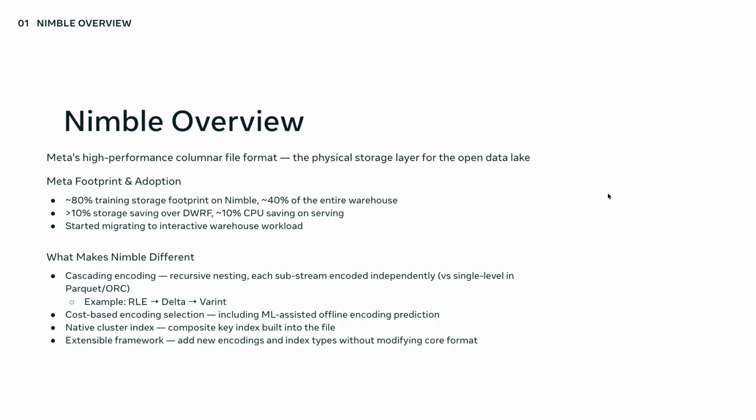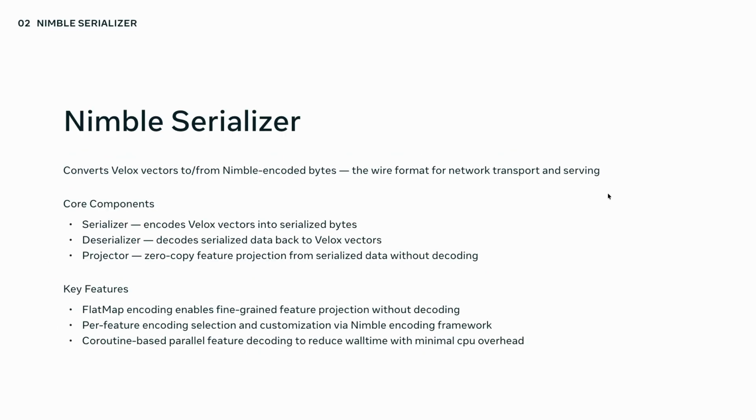The second is encoding selection. During the write, Nimble collects data statistics like the min, max, and unique count. Then for the list of candidate encodings, it uses the estimated encoding size and the weighted decoding speed to calculate a score and pick the encoding with the lowest cost. And the third is that we are building the cluster index into the Nimble file format to support key-based data skipping. And the Nimble file format itself is extensible, so you can add a new index and encoding without modifying the core file format.